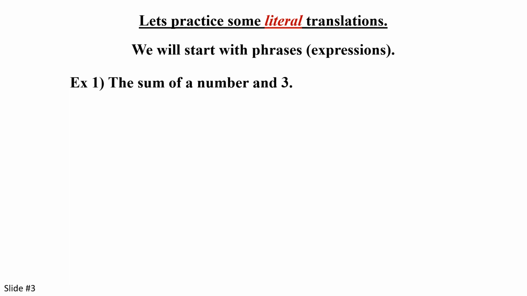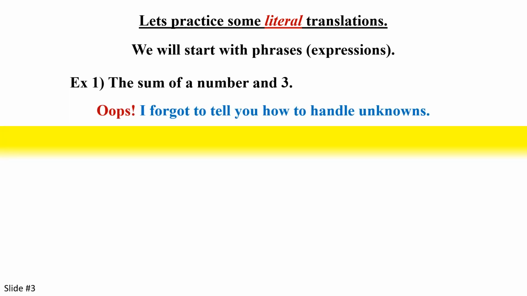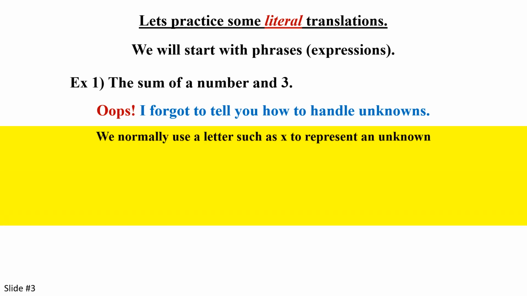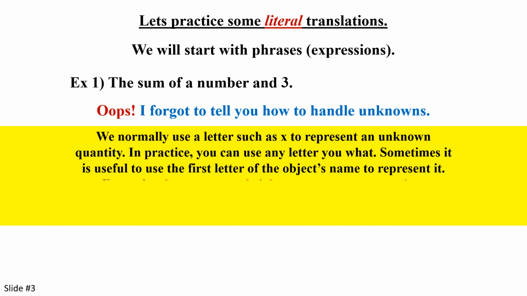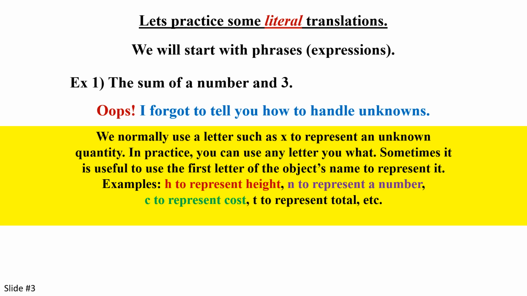We'll start with phrases, expressions. The sum of a number and 3. Oops, I forgot to tell you how to handle unknowns. We normally use a letter such as X to represent an unknown quantity. In practice, you can use any letter you want. Sometimes it is useful to use the first letter of the object's name to represent it. Examples: use H to represent height, or N to represent a number, C to represent cost, T to represent total, etc. But X is the default variable of choice.